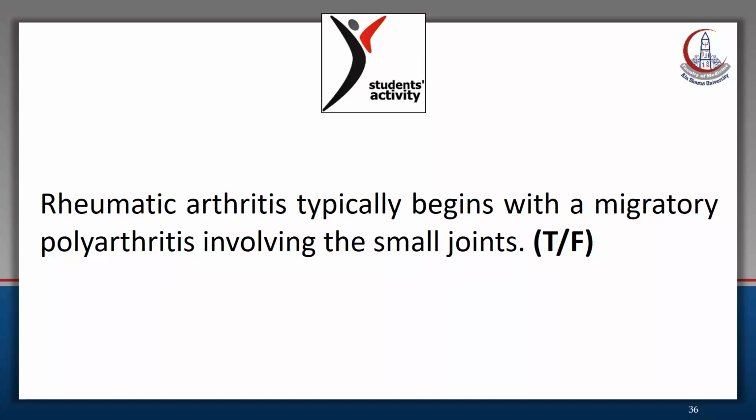To refresh ourselves: rheumatic arthritis typically begins with a migratory polyarthritis involving the small joints. True or false? It's a false statement because it's a migratory polyarthritis in the large joints.